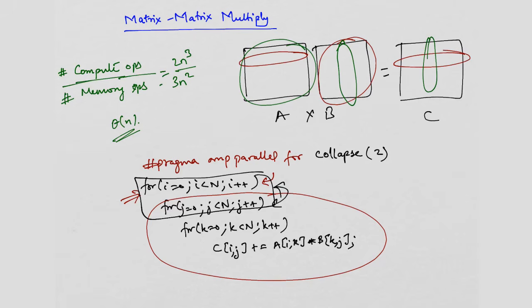Okay, so in this case, each thread will get an ij pair to work on. So what is the distribution of work? How is the work divided? What is each thread getting? Each thread is getting one row of A, one column of B. So it will get one row of A, one column of B, and it will update that particular Cij. It's updating one element of C.